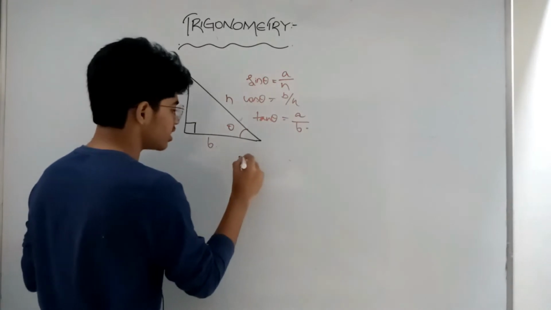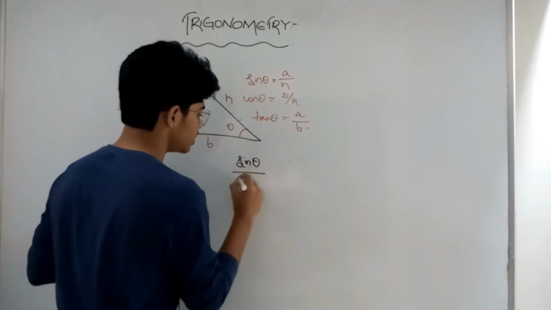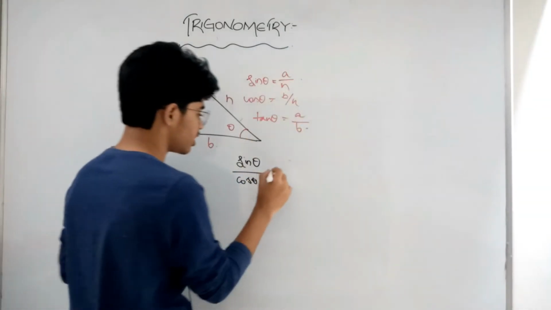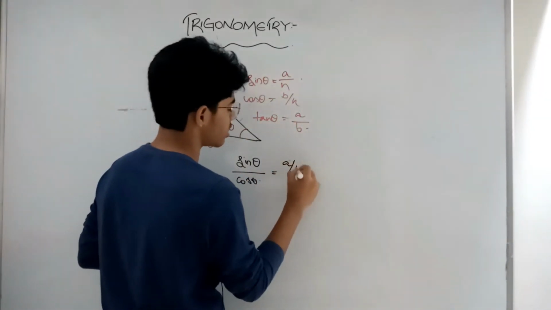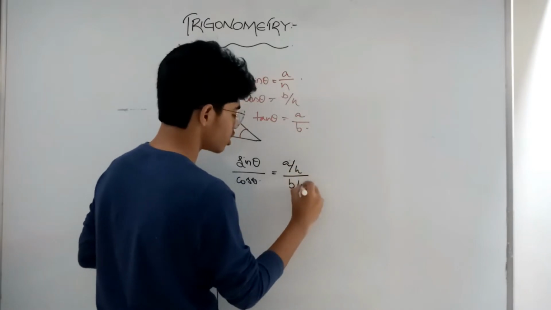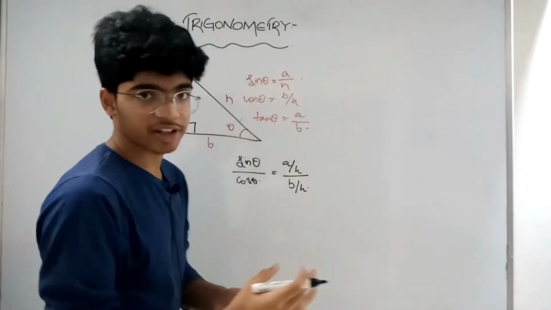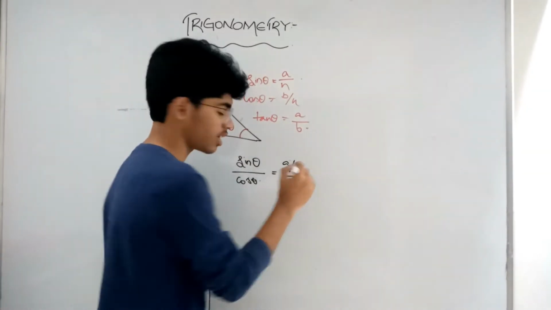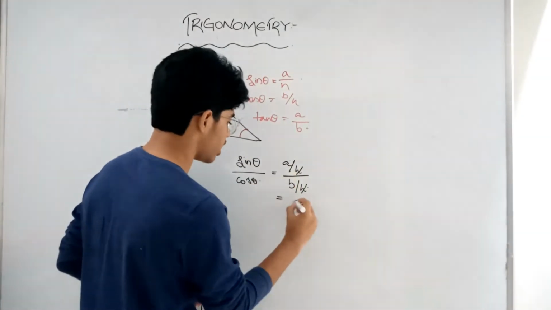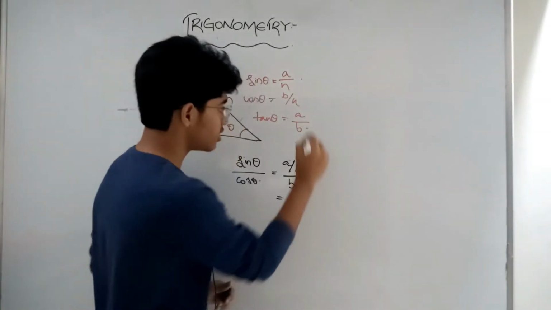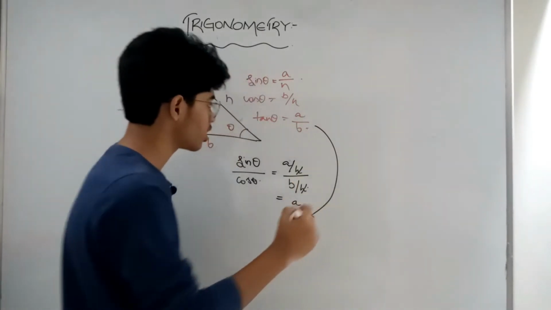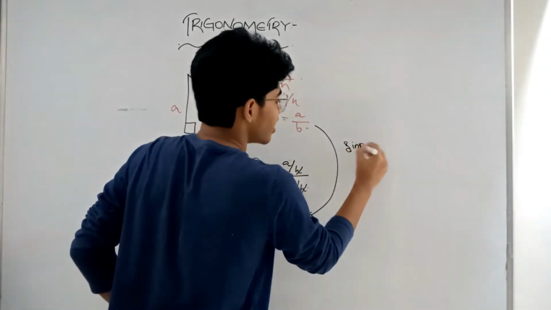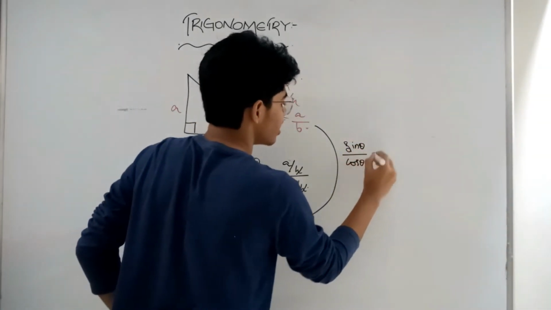So sine theta over cos theta. We substitute these values, which is equal to A by H over B by H. If you know complex fractions, the H in the denominators is going to get cancelled. This is equal to A by B. And guess what? This is the same A by B here. So sine theta over cos theta equals tan theta.